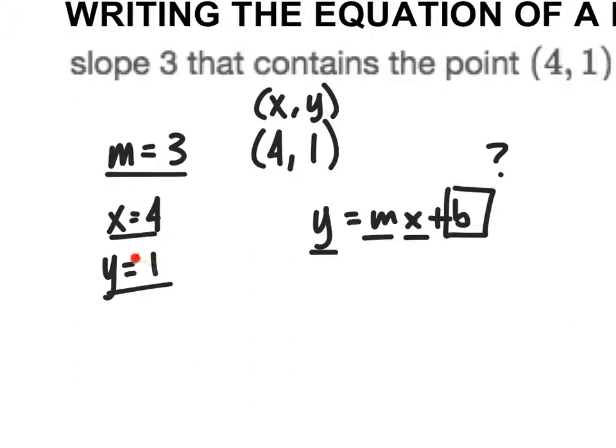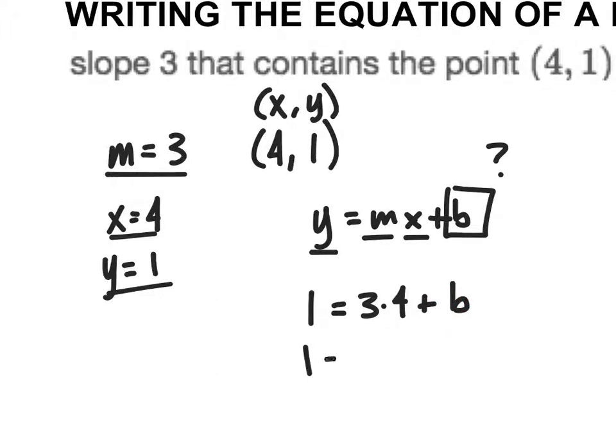So what I do is I take 1 and I plug it in for y. So I get 1 is equal to my slope of 3 times x, which is 4, plus b. So now I have this equation that I can solve for b to find my y-intercept.